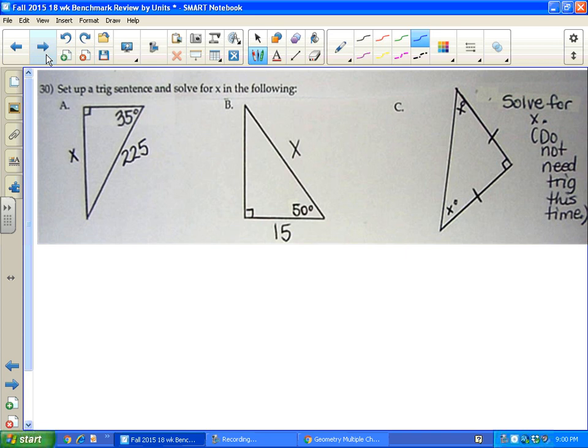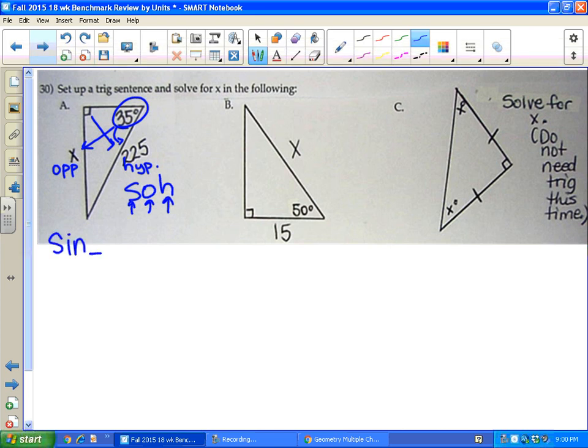Almost to the last point. Set up a trig sentence to solve for x in the following. First thing we need to do is find an angle. Across from that, I'm going to label x as opposite. And 225 is across from the 90 degree angle. That makes it the hypotenuse. If you check your foldable, sine is opposite over hypotenuse. So I'm going to use sine.